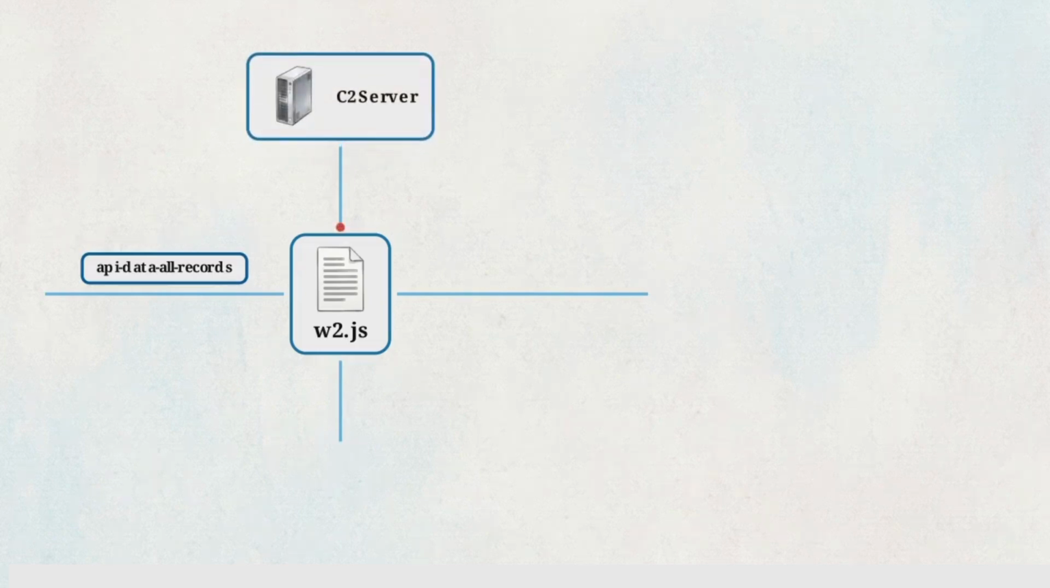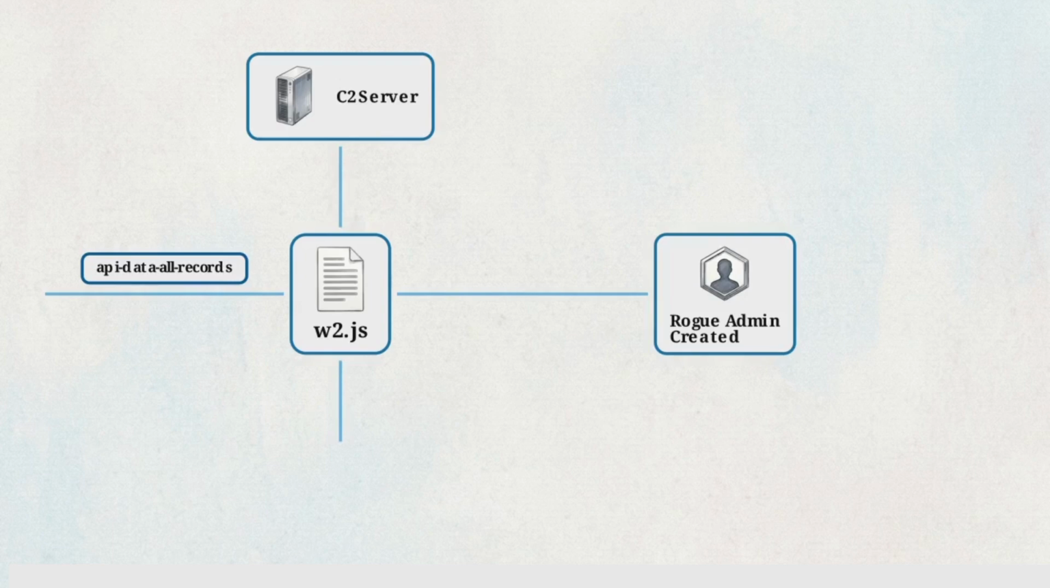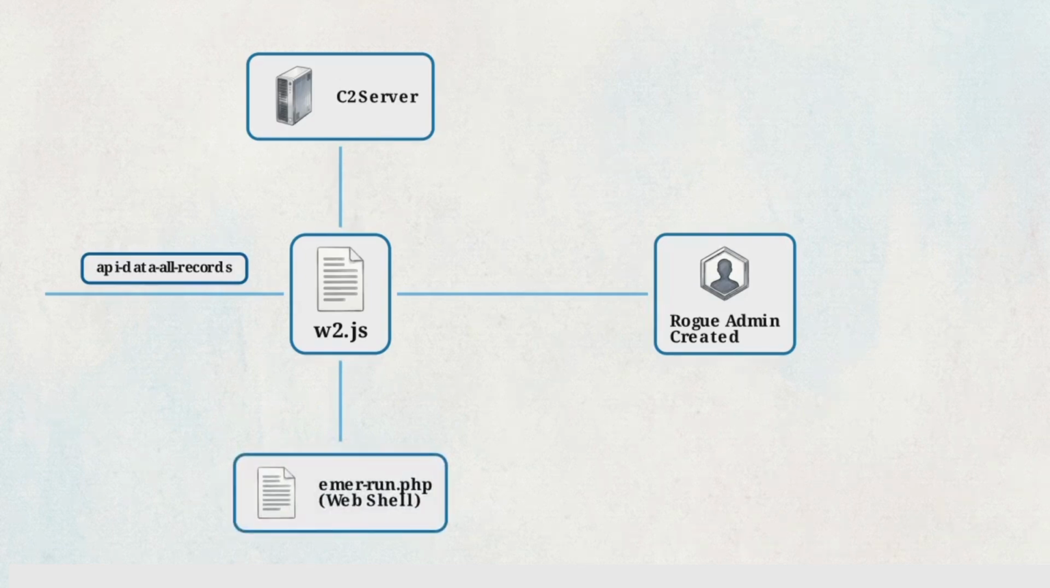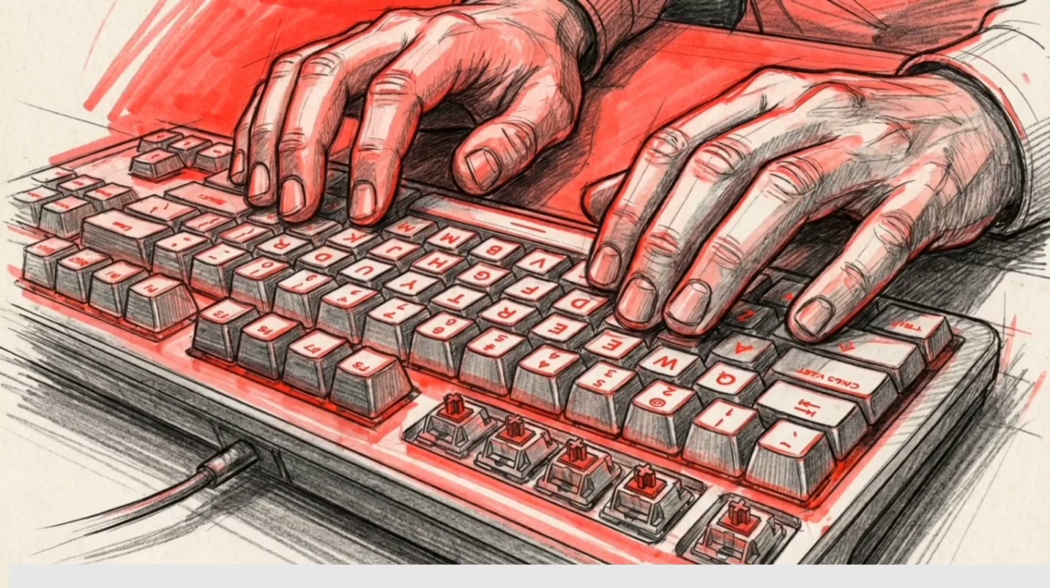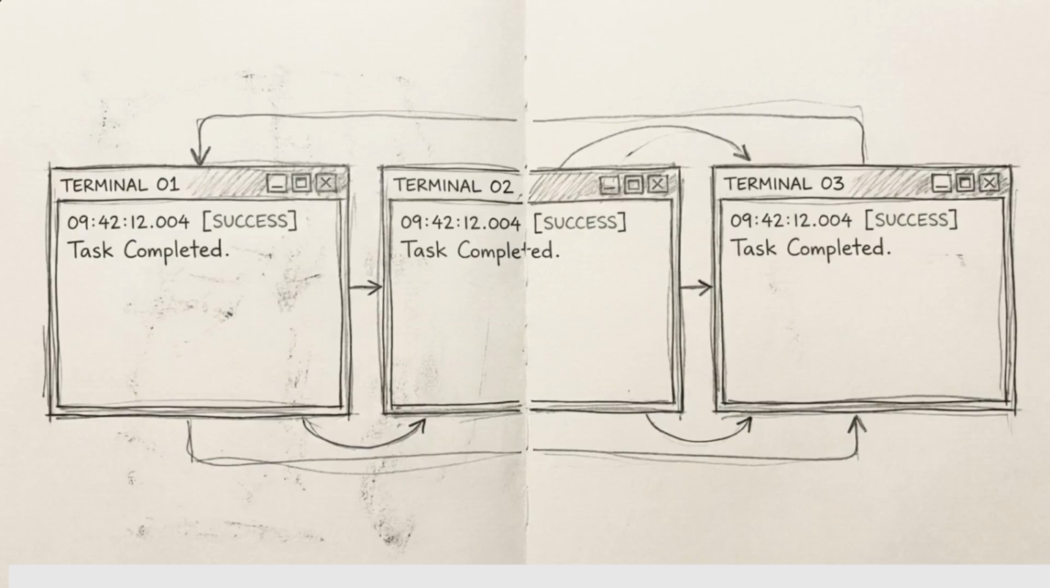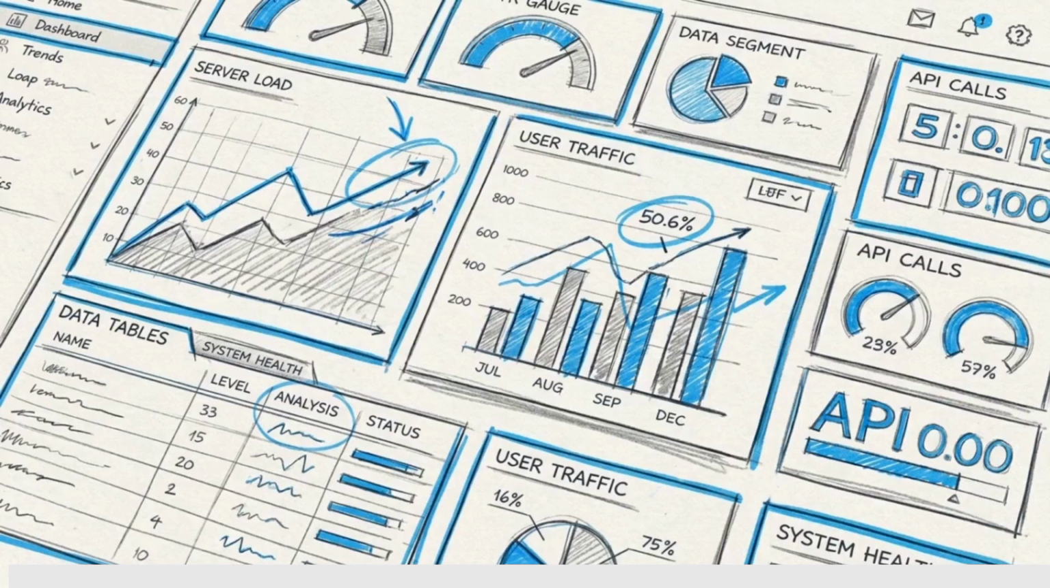Triggered via the API-data-all-records endpoint, the primary w2.js payload launches 3 automated tracks. First, it contacts a command control server for targeting instructions. Second, it generates a rogue administrator account. Third, it extracts a web shell named emmerrun.php via a fake plugin upload. That extracted file is a fully functional PHP web shell, deployed directly into the site's architecture. No manual hacking required. They execute simultaneously, in the fraction of a second it takes the dashboard to load.